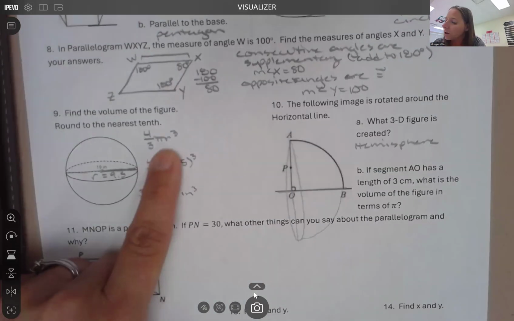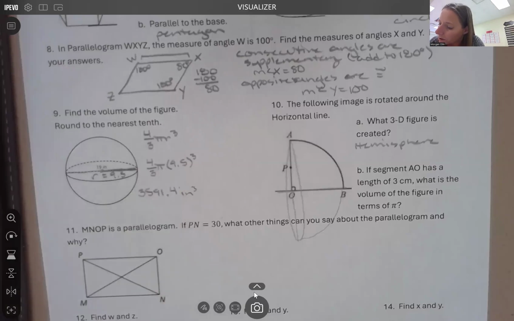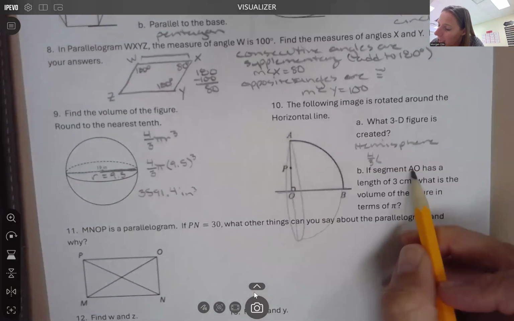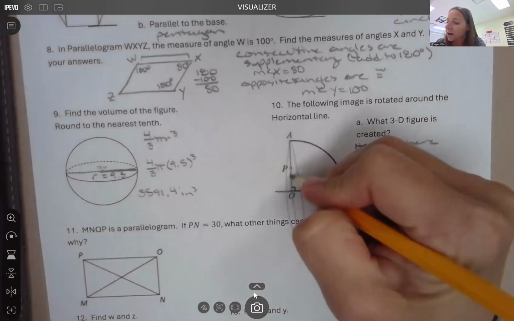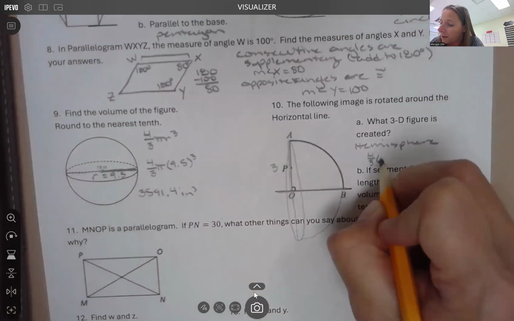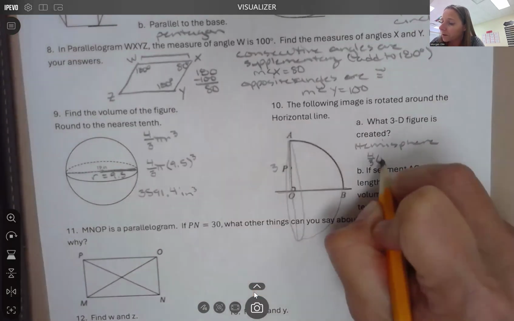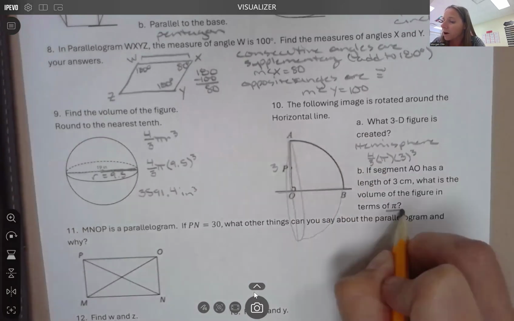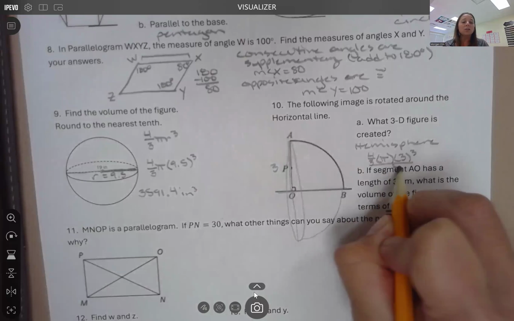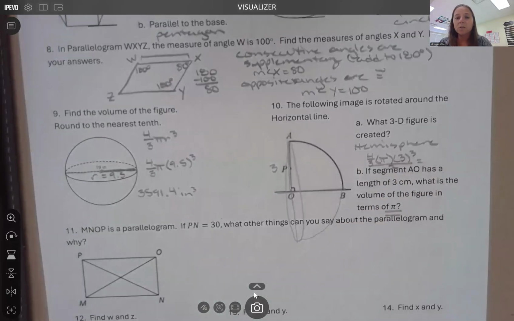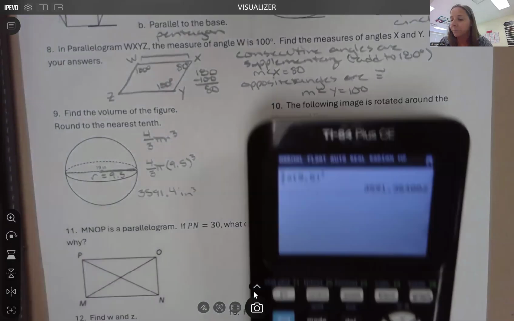All right, so I'm just going to come up here. So it's 4/3. Okay, AO, this right here, has a length of 3. So that's actually our radius. So 4/3, pi, and then 3 cubed. Now notice it says in terms of pi. I'm going to divide by 2 as well. If it's in terms of pi, don't put pi in the answer or in your calculator. Just put the numbers, okay?